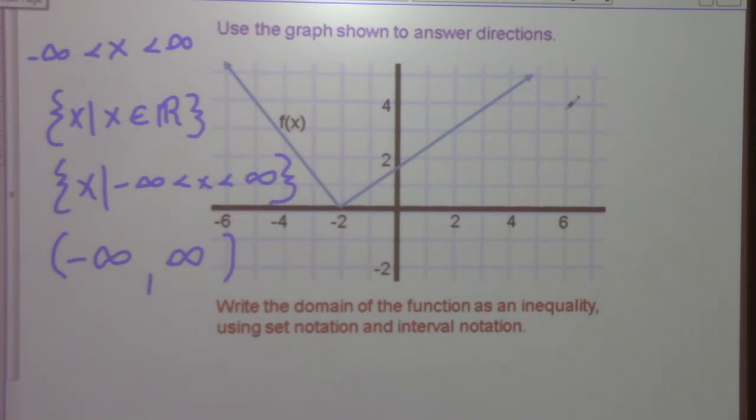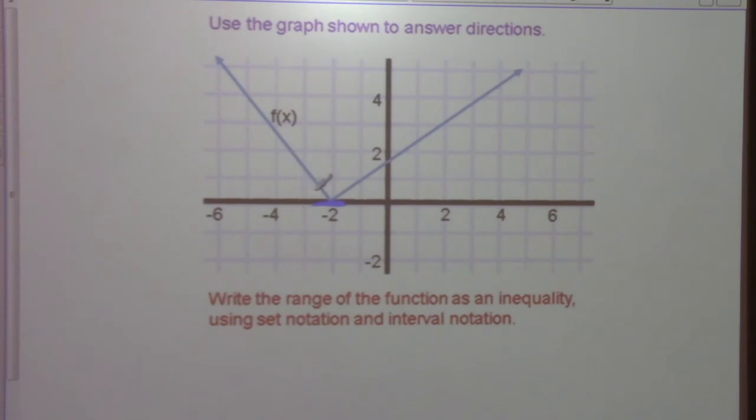this next one here. Same graph, but now write the range of the function as an inequality using set notation and interval notation. It would be negative 2 is less than or equal to x, which is less than or equal to infinity, that one.